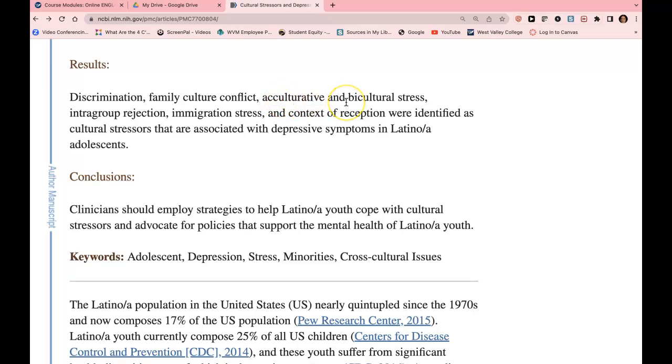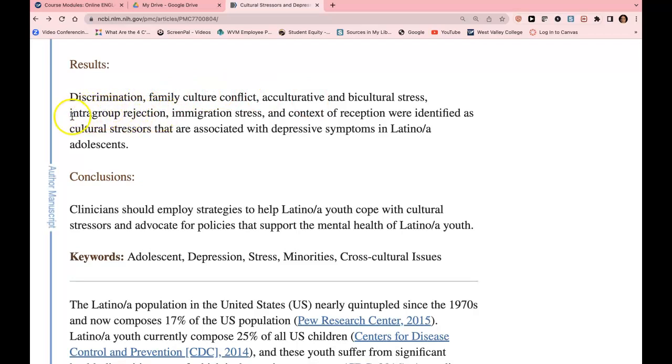But acculturative and bicultural stress means that an immigrant is going through the process of becoming acculturated into the new culture, in this case, the American dominant culture. Bicultural means obviously she's of 2 cultures. She's of Mexican culture, but she's also born and raised in the US, so she's on her path to being Americanized. So she's got some bicultural stress going on. That definitely applies to her.